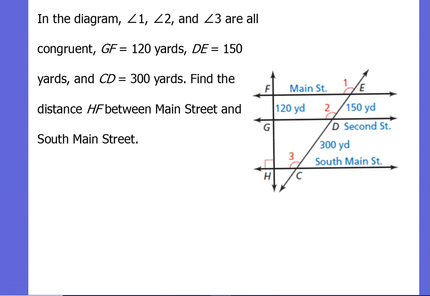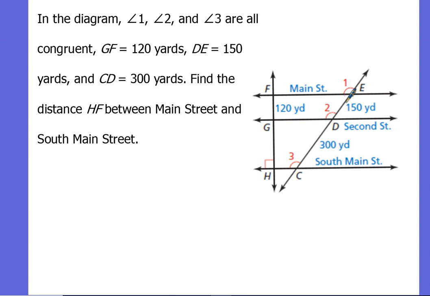So it says in the diagram, angle 1, 2, and 3 are all congruent. GF is equal to 120, DE is 150, and CD is 300. Find the distance of HF that is between Main Street and South Main. So we see here that we've got some things already put together. But I really want to focus here, guys, on angles 1, 2, and 3. Why is it important to know that angle 1, 2, and 3 are congruent to each other?